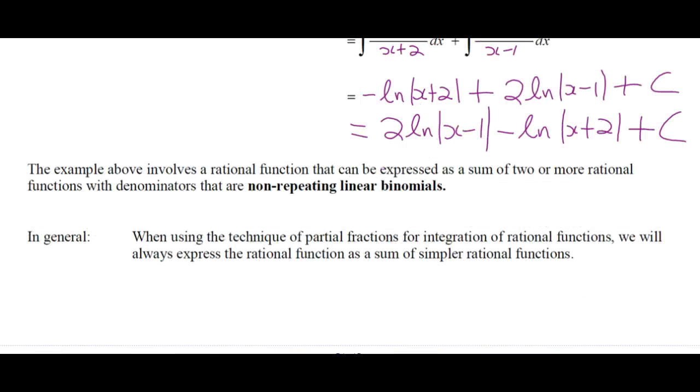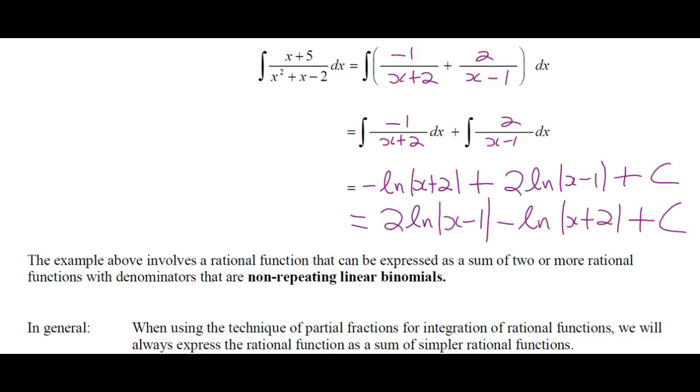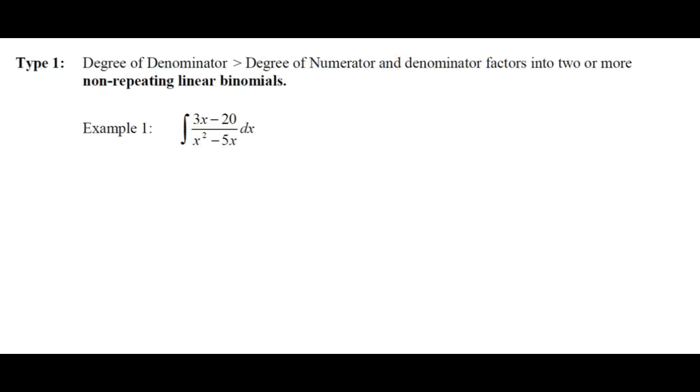In general, when using the technique of partial fractions for integration of rational functions, we will always express the rational function as a sum of simpler rational functions, right? And whose integrals then are pretty easy to figure out, right? You just got a number over an expression. So there are various types.